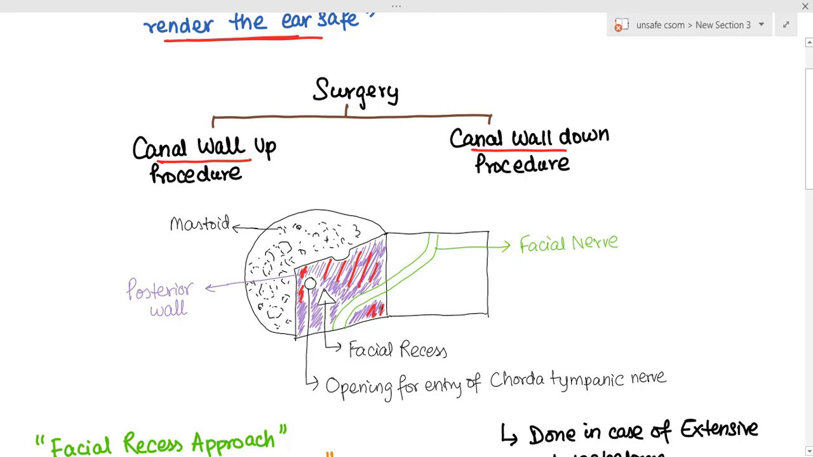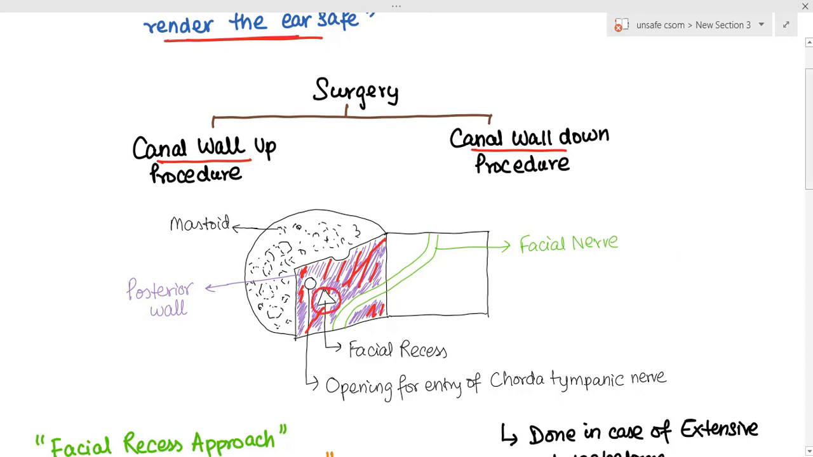If in a surgery you are drilling through this wall and removing it, converting the mastoid and the middle ear into a common cavity, it is known as the canal wall down procedure, because you are removing this wall. In the canal wall up procedure, we are not interfering with the wall, and we proceed with the surgery through the facial recess.